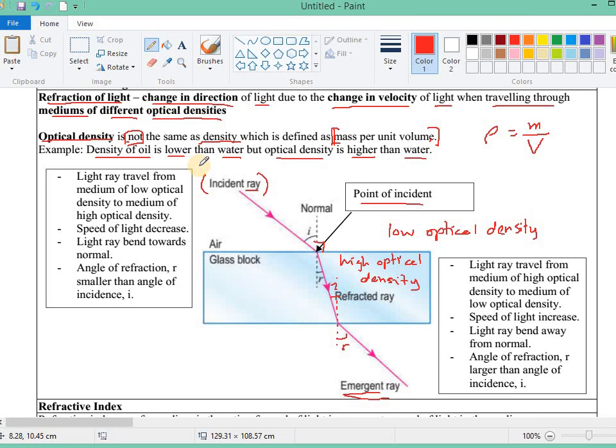So we discussed a little bit about refraction of light. Until here, today we will stop here and we will continue tomorrow.